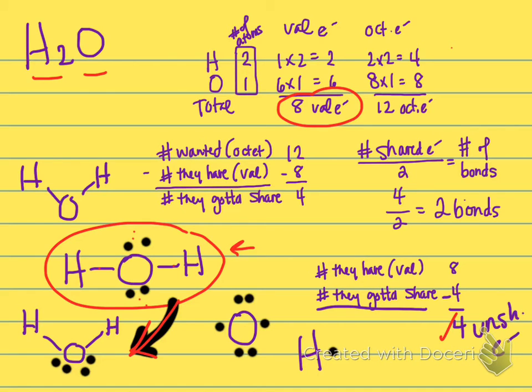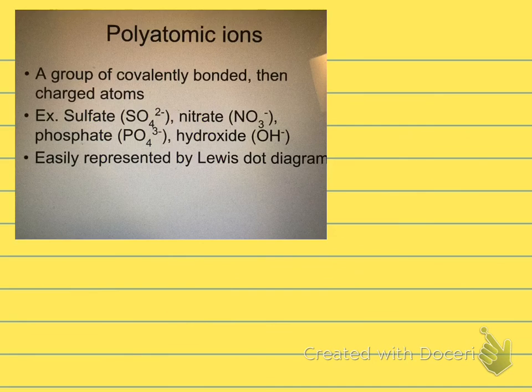Okay, now let's talk briefly about polyatomic ions. So a polyatomic ion is a group of atoms that are bonded to one another covalently, but then have lost or gained electrons and are now charged as a group. There are a number of these, and they become very important when we're talking about reaction chemistry later on.